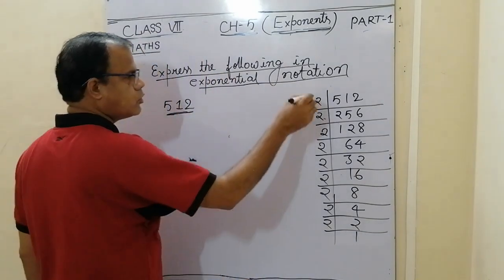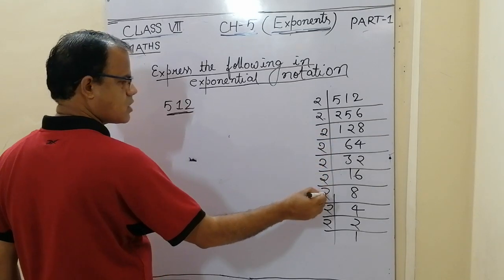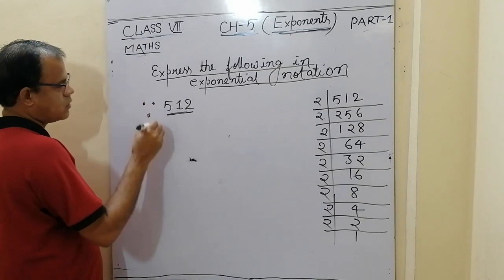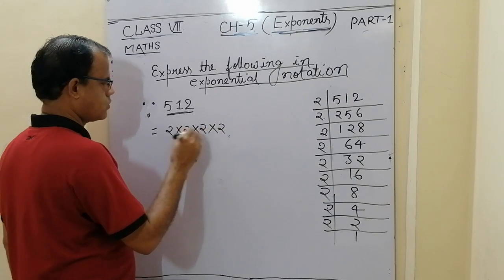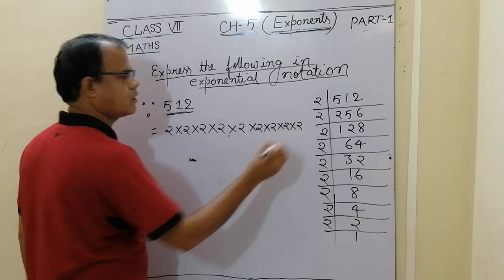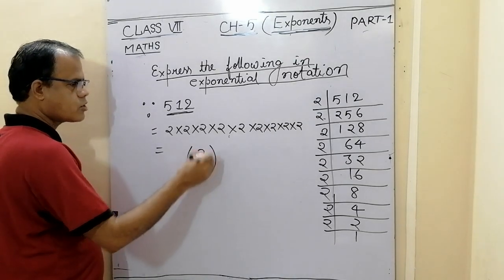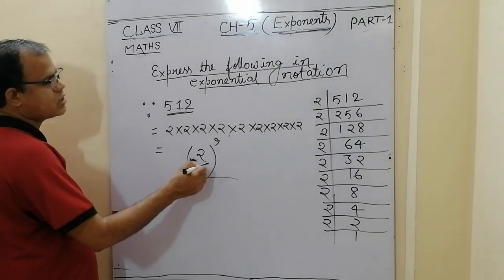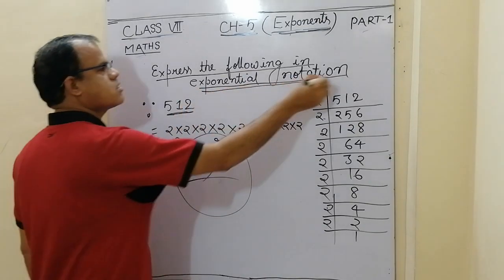Okay, so how many 2's are there? 2 is repeated 1 2 3 4 5 6 7 8 9, 9 times. So we can write this number as 2 multiply 2 multiply 2, 9 times. So we can write 2 raised to the power 9 in exponential notation. Here 2 is the base and 9 is the exponent, and this is exponential notation.